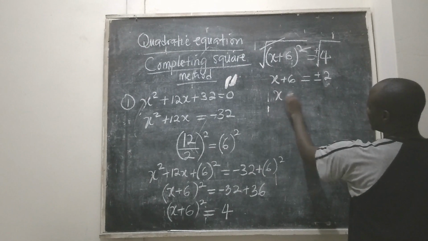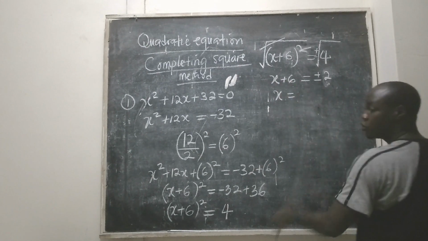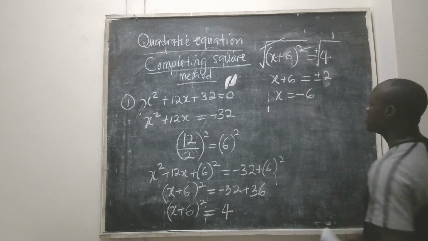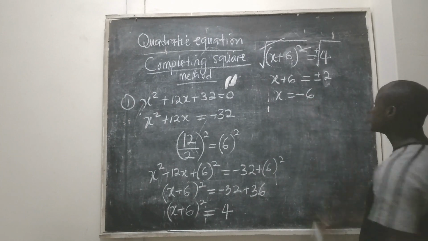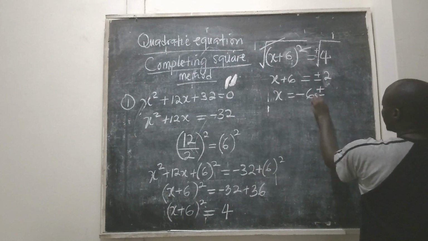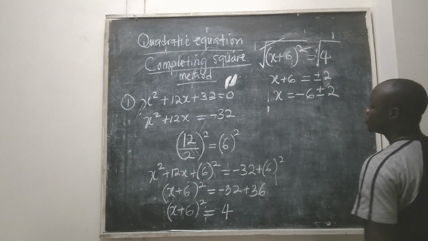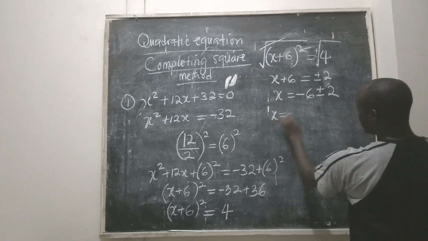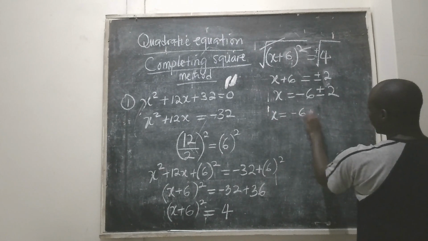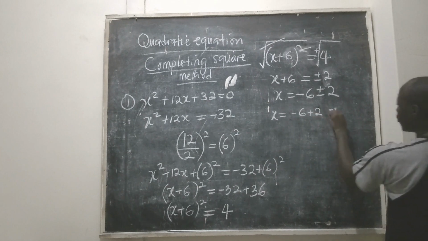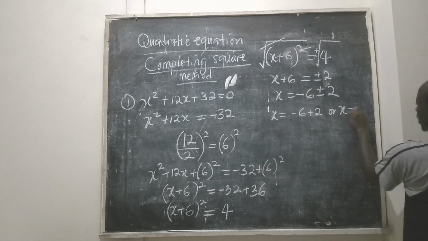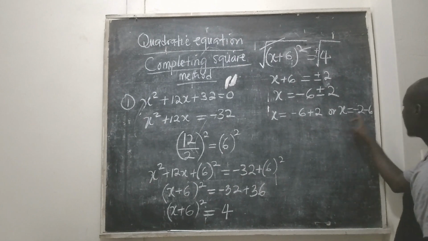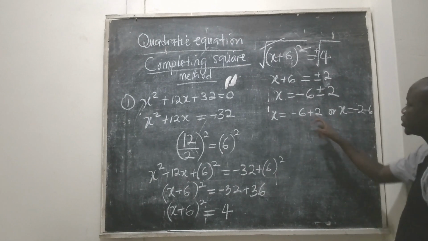So we now have x is equal to, this one is positive, so when we change to the other side, it will now change to negative. So we have x is equal to minus 6 plus or minus 2. So therefore now, we can say x can be minus 6 plus 2, or x is equal to minus 2 minus 6.